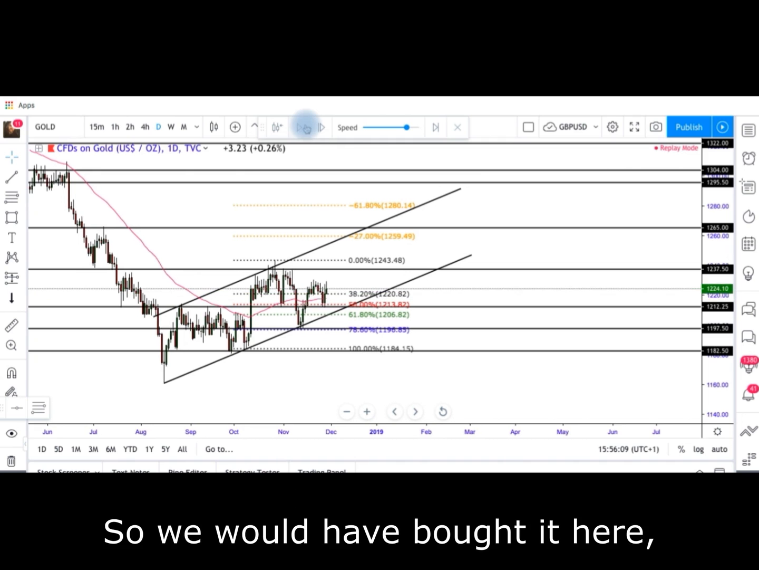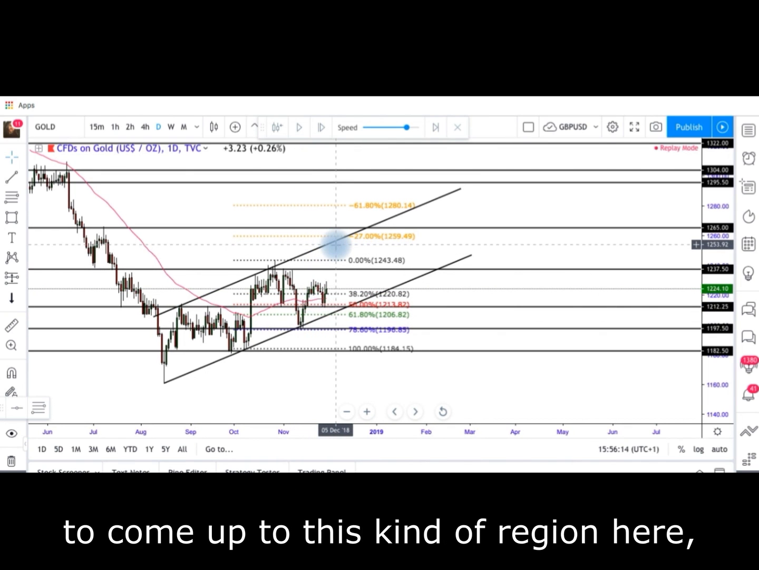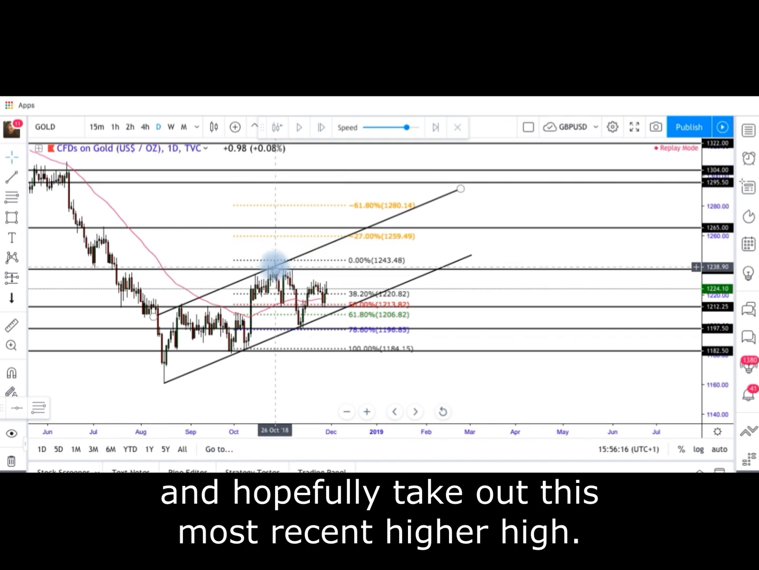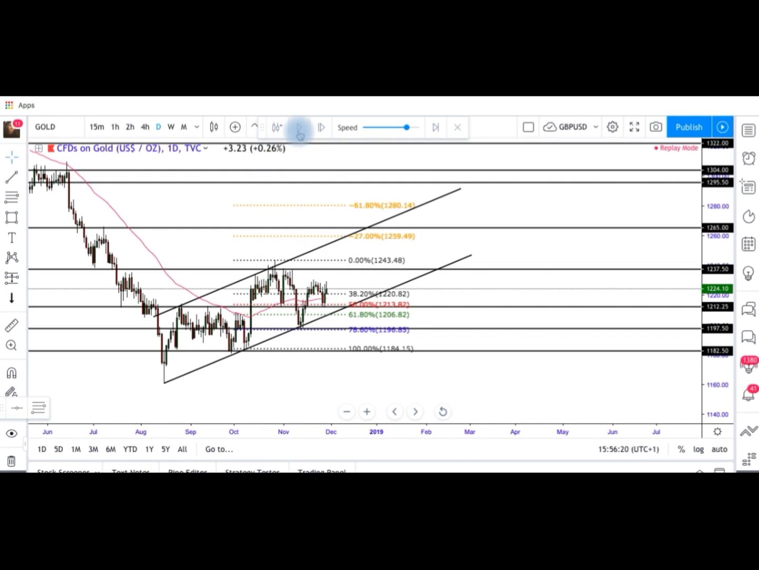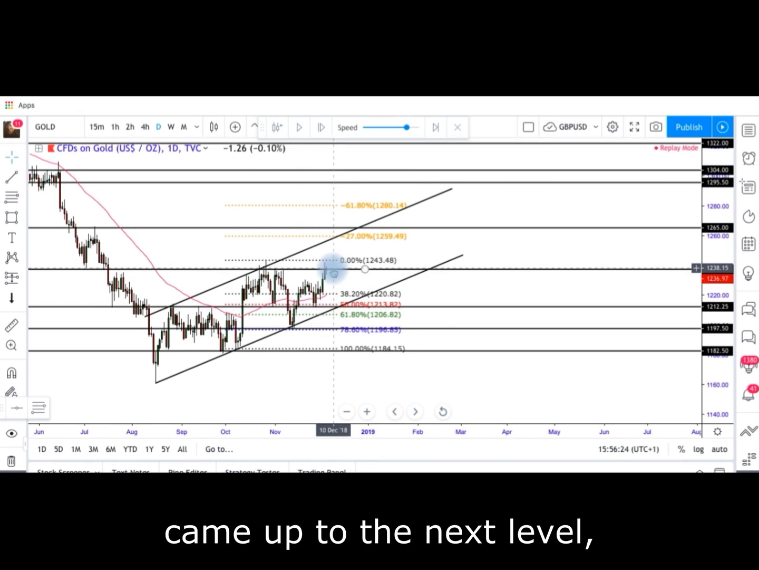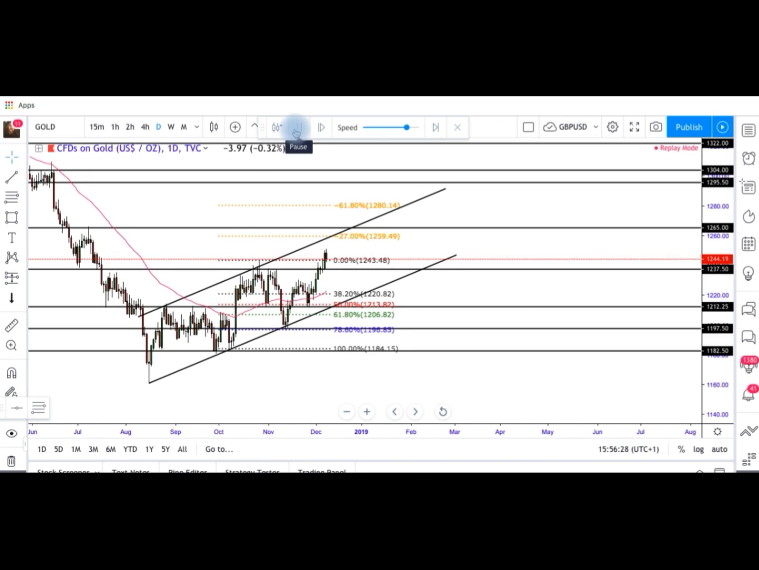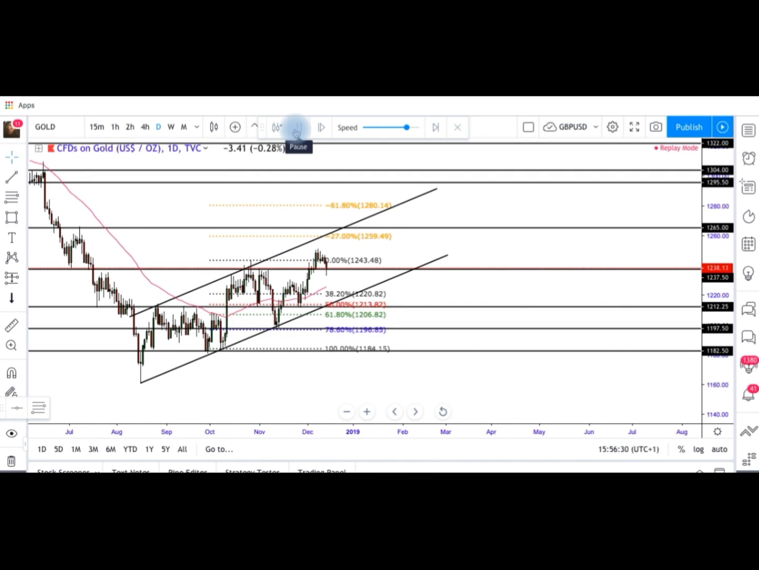So we would have bought it here, and then because we would have bought it here, we'd be anticipating for price to come up to this kind of region here, and hopefully take out this most recent higher high. So you can see we respected this level here, came up to the next level. Now if we broke this, we know that we're coming higher. Retest.